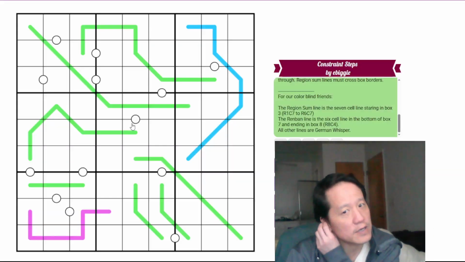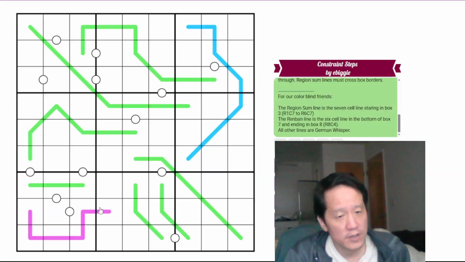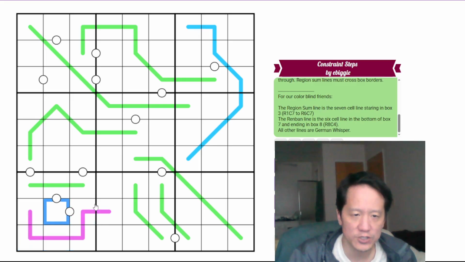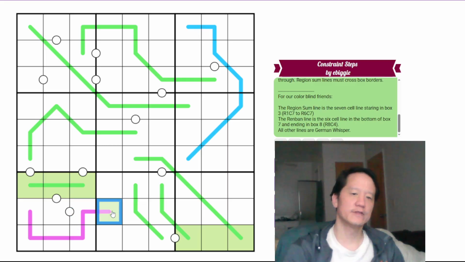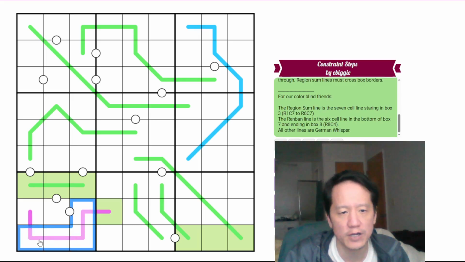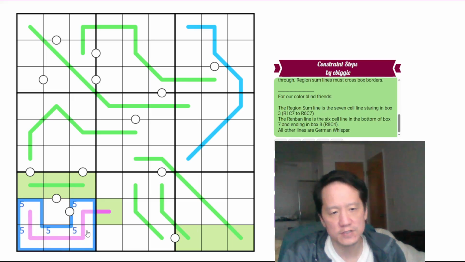Let's go. Okay. So whatever this digit is, it cannot be on the Renban because you can't have repeats. It can't be that digit. It must be one of these 3 digits, but we're not sure which. So this digit is one of these 3 digits, so it must be one of these 3 digits too. Therefore, this cannot be a 5 because 5 cannot be on a German whisper line. So 5 has to be one of these cells here.